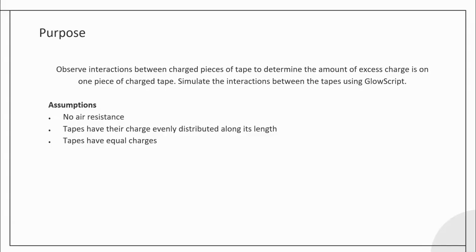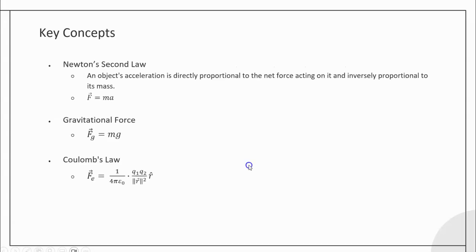to determine the amount of excess charge on one piece of the tape, and then to simulate these interactions using GlowScript or VPython. And the way we simulated it was to assume that the tapes have their charges evenly distributed amongst its length, and the tapes have equal charges, and we also ignored any air resistance to the moving tapes.